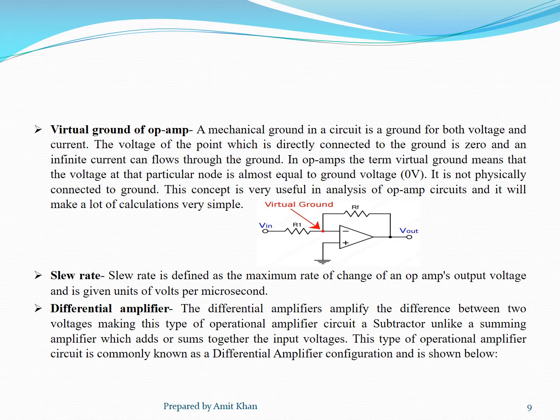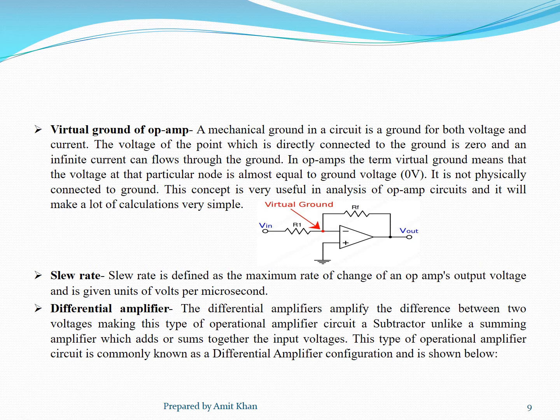So this concept is very useful in analysis of op amp circuits, and it will make a lot of calculations very simple. The diagram of virtual ground is shown in the figure. Then comes slew rate. The slew rate is defined as the maximum rate of change of an op amp's output voltage and is given units of volts per microsecond.